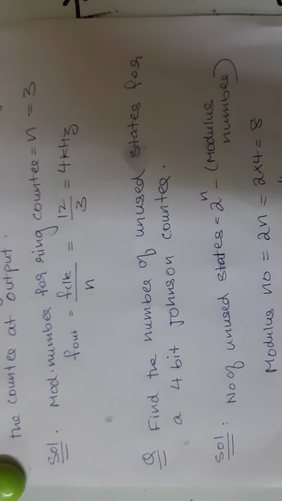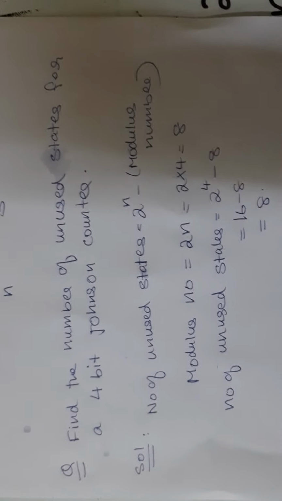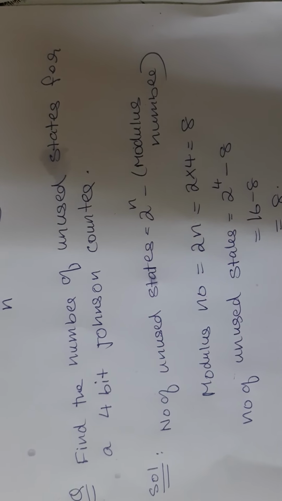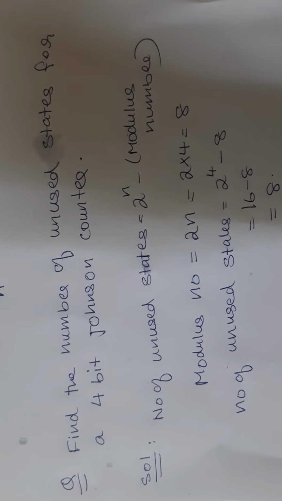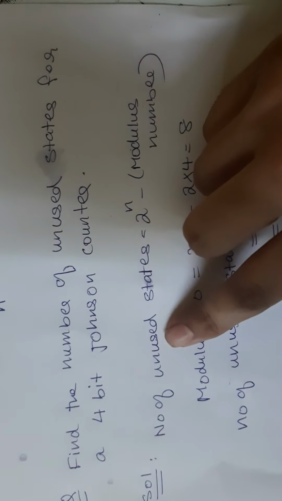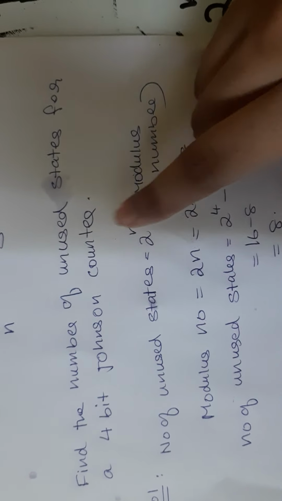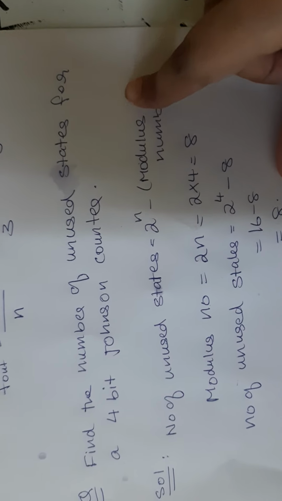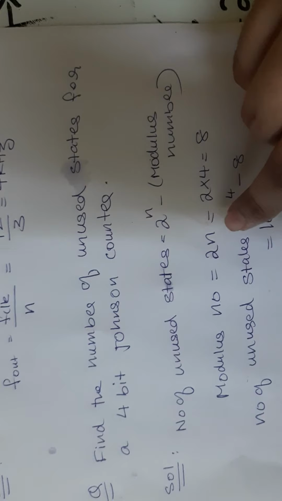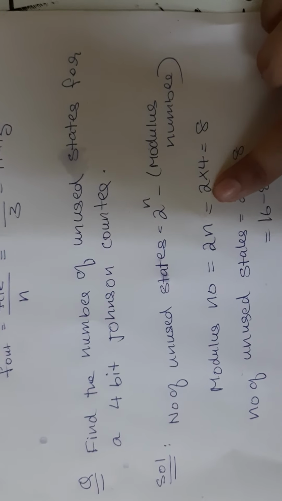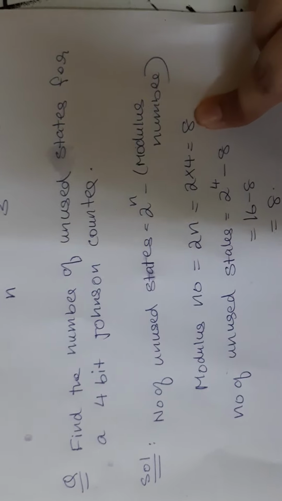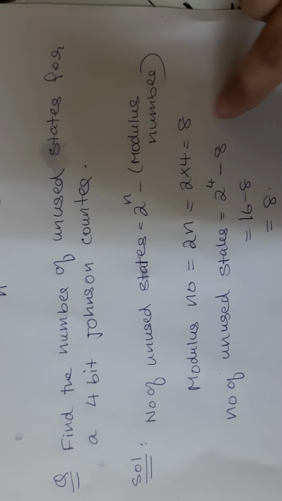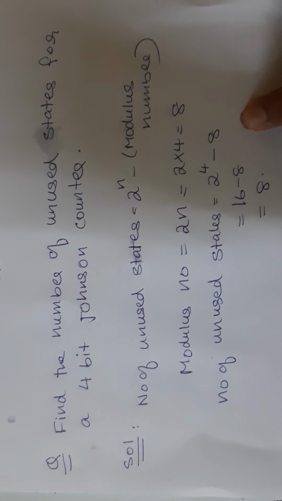Next question is based on the Johnson counter. This is a bit different. They are asking us to find the number of unused states for a 4-bit Johnson counter. Now the formula for finding the number of unused states is 2 power n minus the modulus number. Now the modulus number for an n-bit Johnson counter is 2n. So in this case it will be 2 into 4, 8. So the number of unused states now will be 2 to the power of 4 minus 8, which is 16 minus 8 equal to 8.